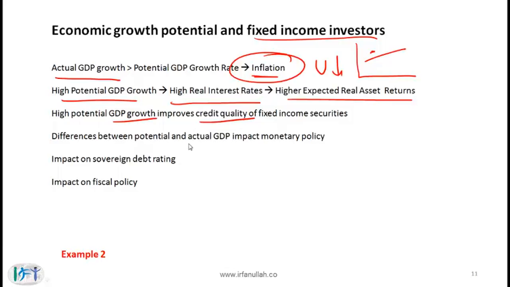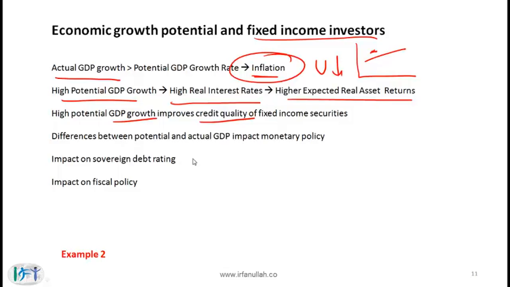Differences between potential and actual GDP impact monetary policy. So we saw this at level 1, where when we have a situation where actual GDP is greater than potential, that creates inflationary pressures, and obviously the monetary authority will try to pull back and put some brakes on the economy, which will potentially impact interest rates and inflation rates. So as a fixed income investor, we need to be aware of this.